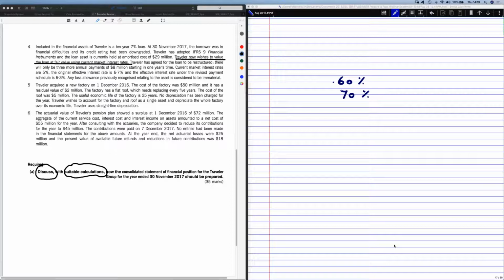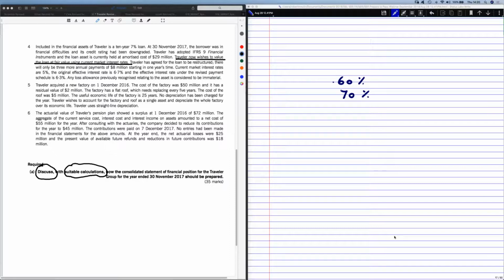Does it say anywhere within this note that the business model has changed? Does it say anywhere that the objective for holding the asset has changed? No, it doesn't. And so therefore, it seems to me that this asset must remain at being measured at amortized cost. Okay? Now, let's think about this, please.